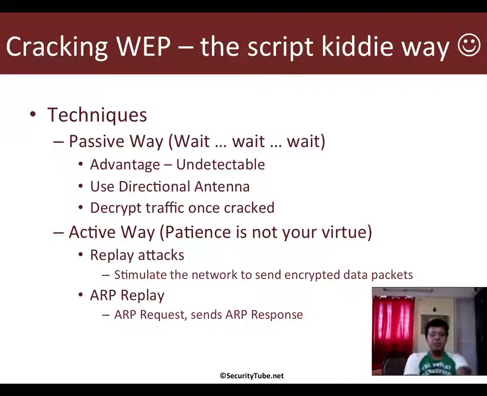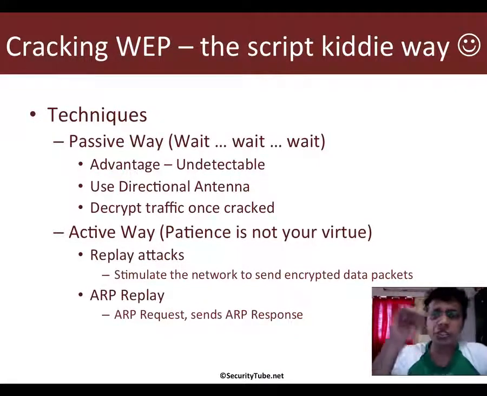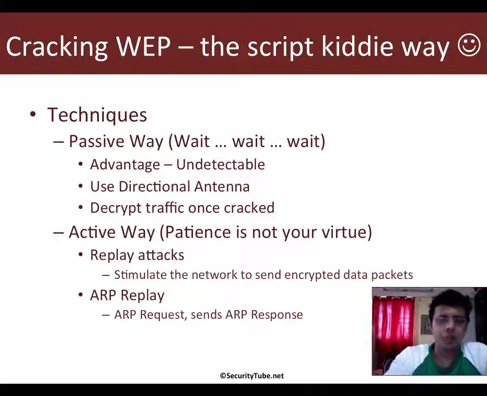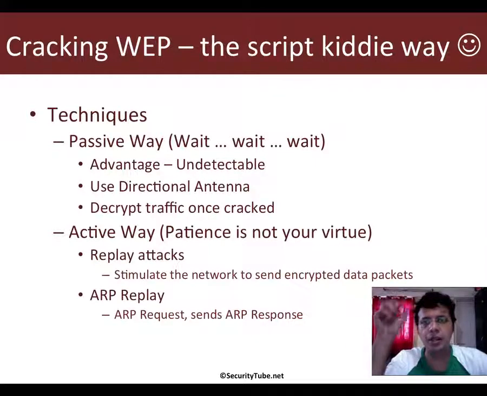One is the passive way, which is basically, the traffic is going between the access point and the client, and what you are doing is just waiting, sniffing the air, storing all of those encrypted data packets. Now, what is the biggest advantage? You're undetectable. The beauty in wireless is if you're passively just listening to the channel, nobody can know that you exist. Also, with a directional antenna, you can actually be miles away and nobody would even know that you're collecting those packets.